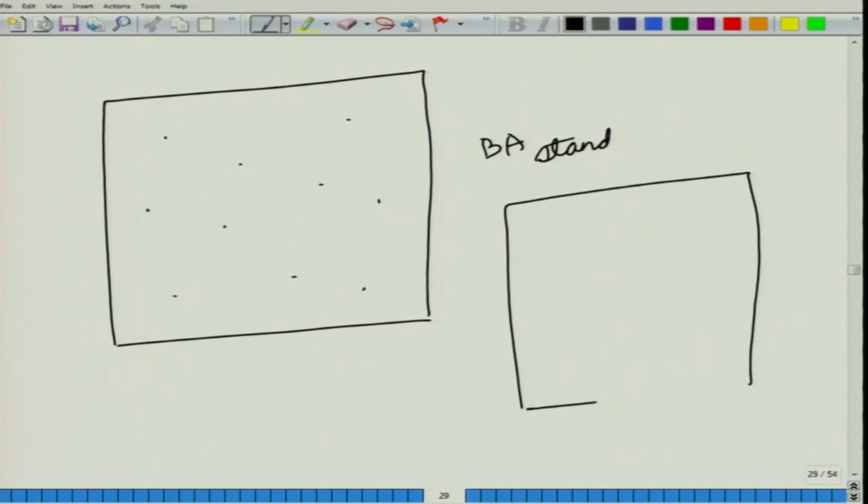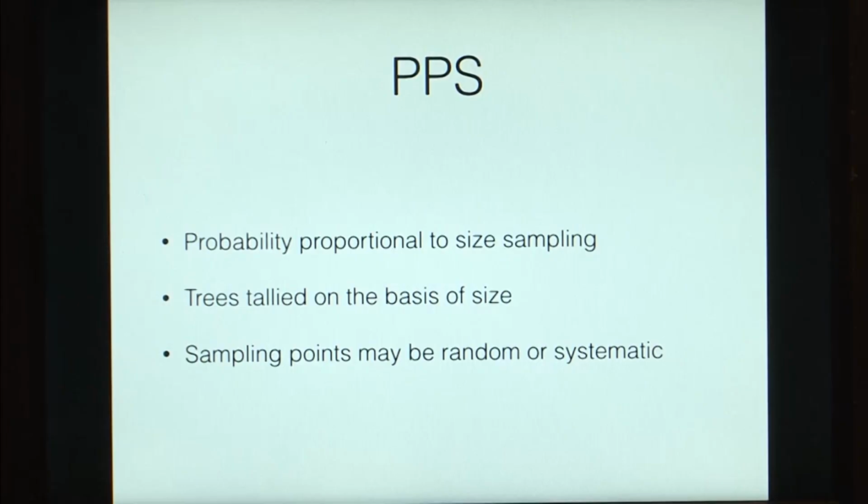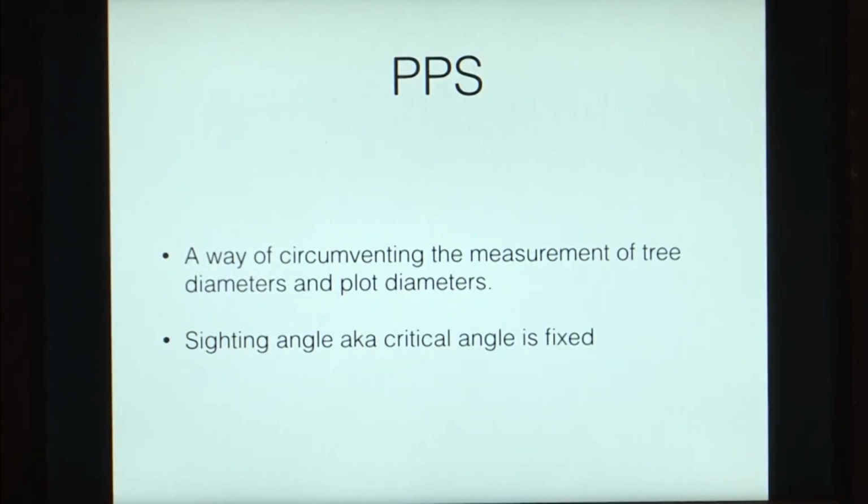or we could take a systematic sampling in which we could, say, generate 3 transects. On all these transects we would have a sample plot at, say, every 200 meters. That might be a systematic sampling. So, in the case of point sampling, you could go for random sampling points or for systematic sampling points.